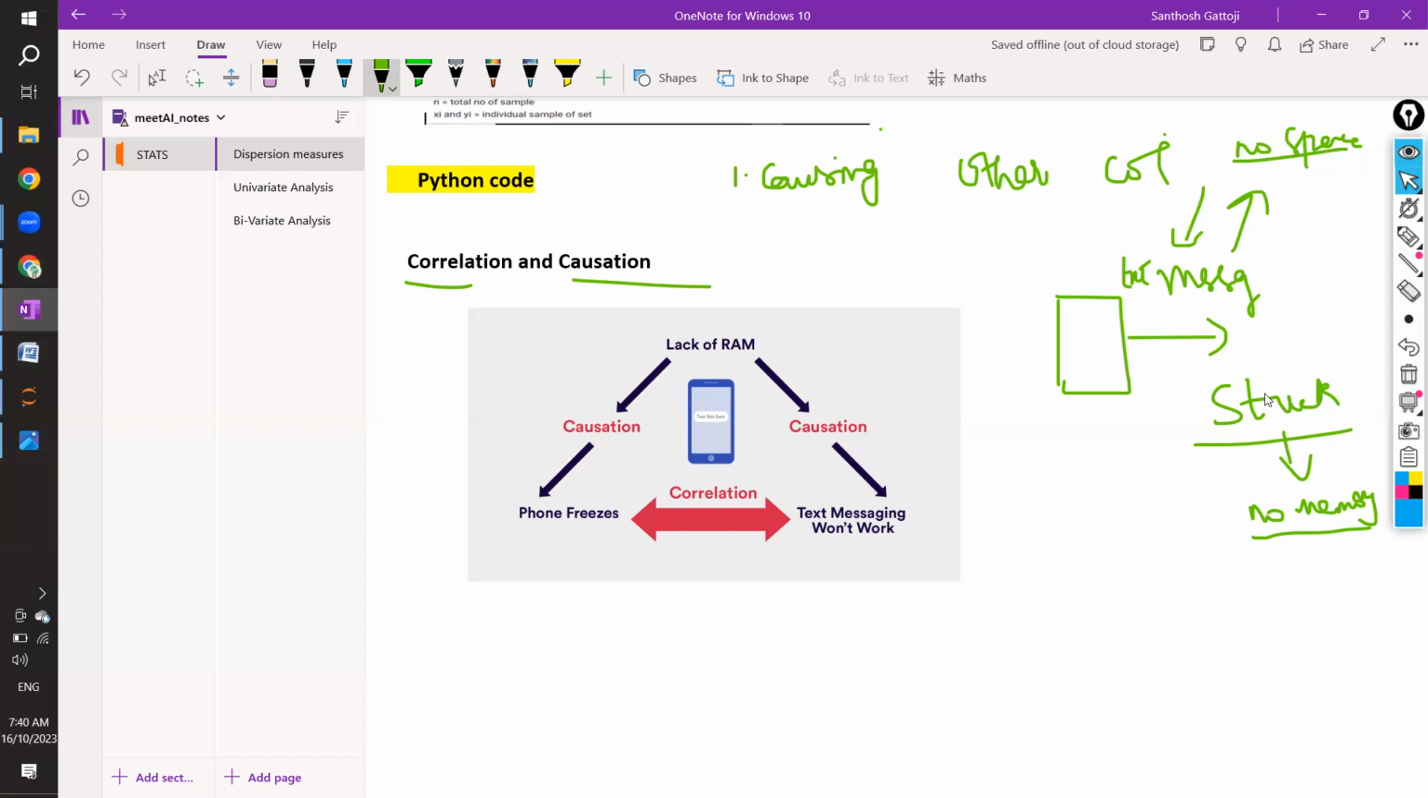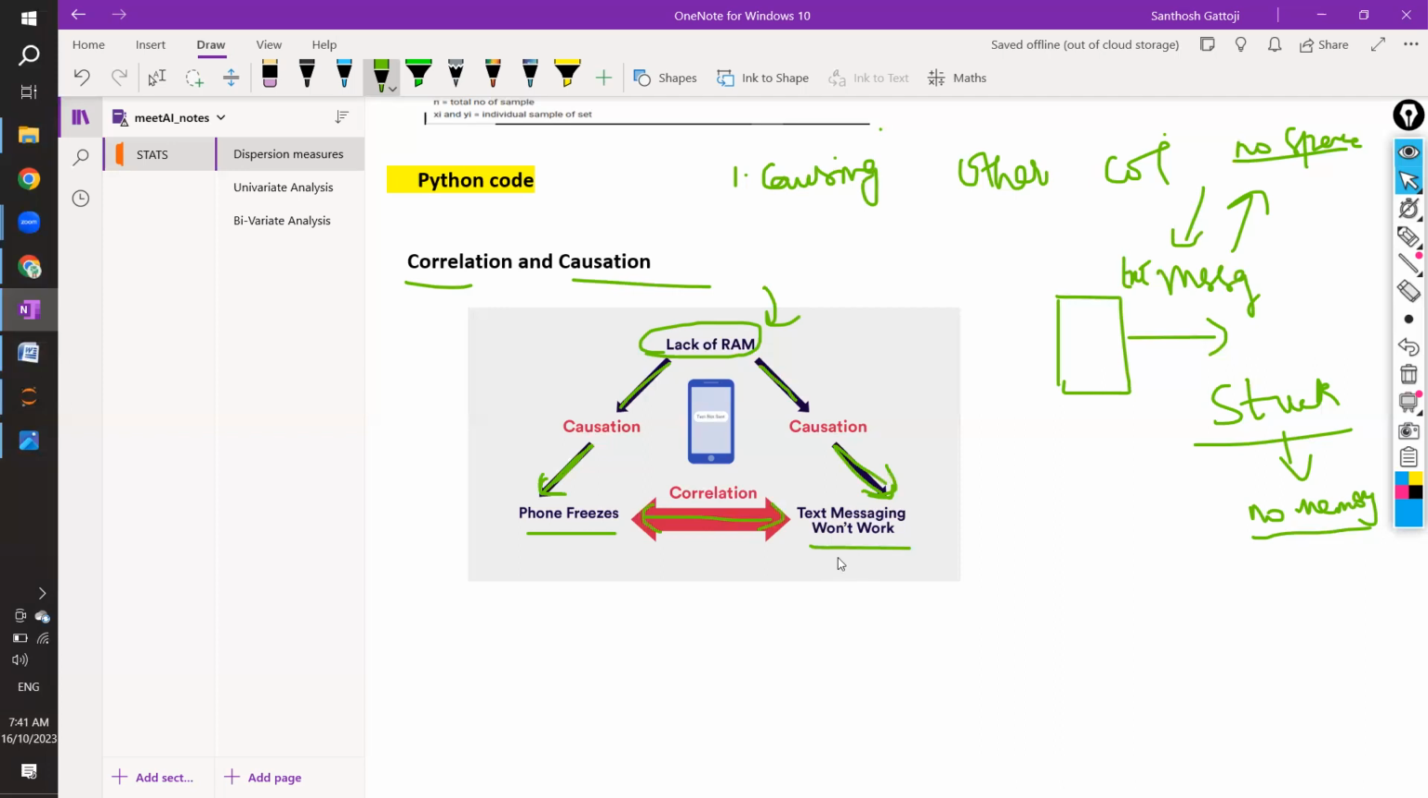But fundamentally, if you try to understand over here, the lack of RAM is the cause of these two, whether the phone is getting frozen or whether you are not able to send the text message. It is because of the lack of RAM. Because of this, it is causing the phone freeze. Also, it is causing the text message problem. But you can see a direct correlation between phone freezing and the text message not working.